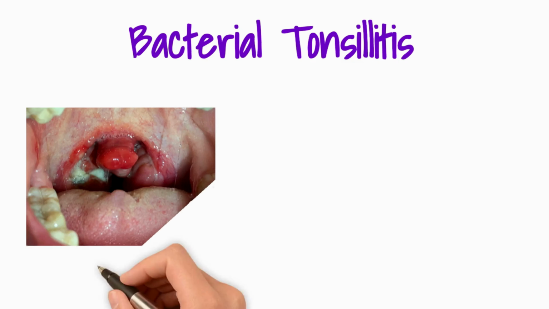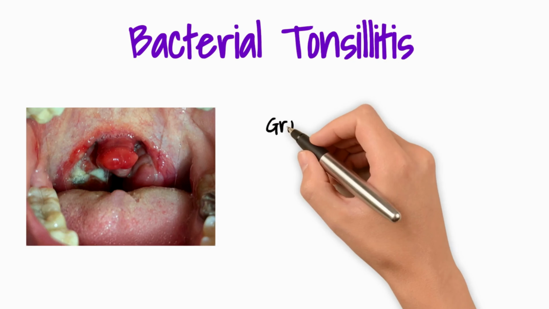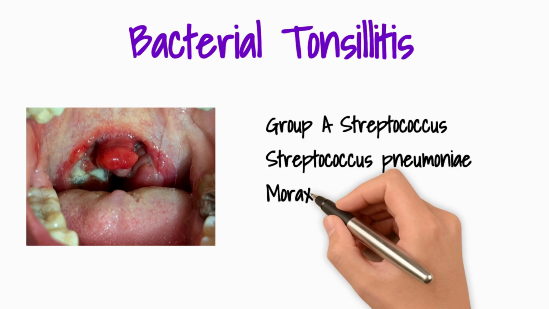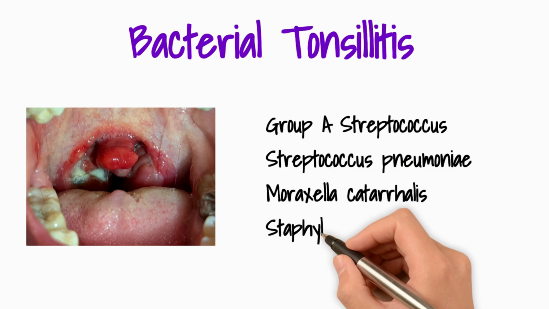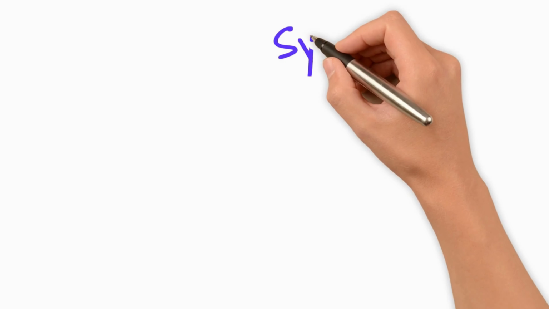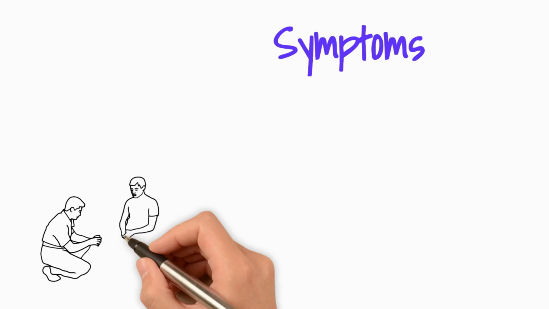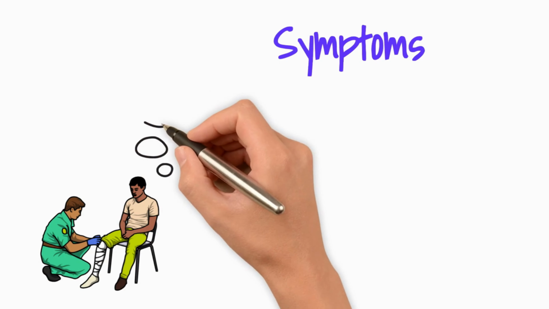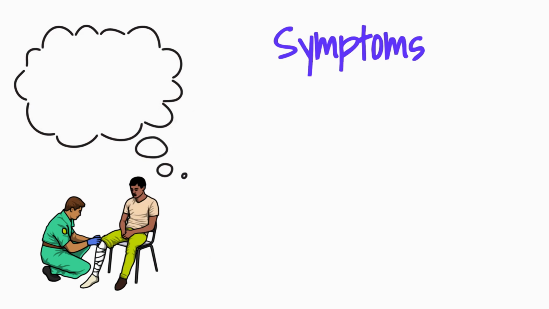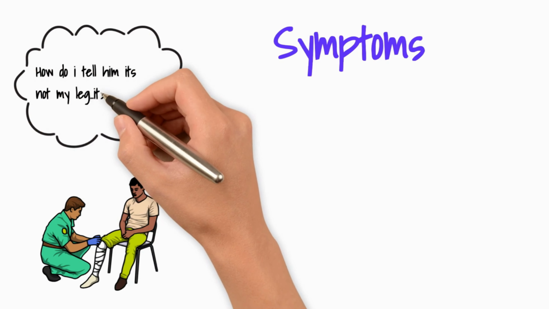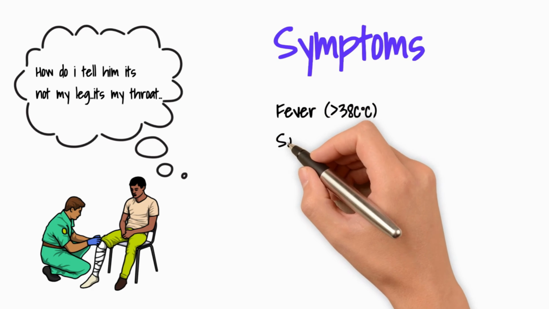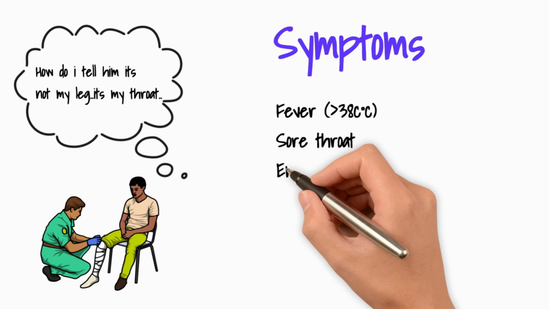So for bacterial tonsillitis then, the causative organisms are usually Group A Streptococcus, Streptococcus pneumoniae, Moraxella catarrhalis or Staphylococcus aureus. So as mentioned, viral tonsillitis is usually associated with cold symptoms, and you'll have the sore throat, maybe even the swollen tonsils. But for bacterial tonsillitis, the symptoms are a little bit different. So we have a fever greater than 38 degrees, sore throat, enlarged tonsils, the tonsillar exudates, which means there's like the pus on the tonsils.